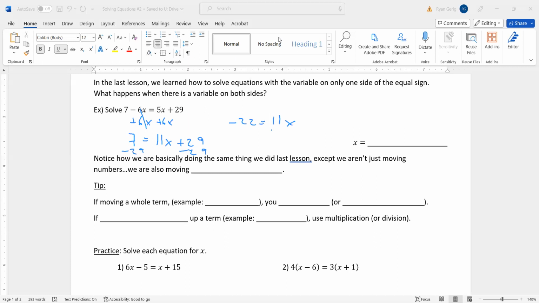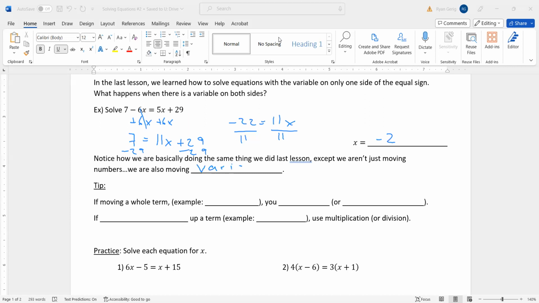And then subtract 29. 7 minus 29 is negative 22. Now I want to move the 11 and separate it from the x. Divide by 11. Negative 22 divided by 11 is negative 2. All right, so we're basically doing the same thing we did last lesson, except we aren't just moving numbers, we're also moving variables.